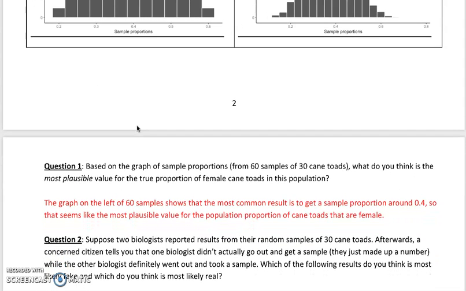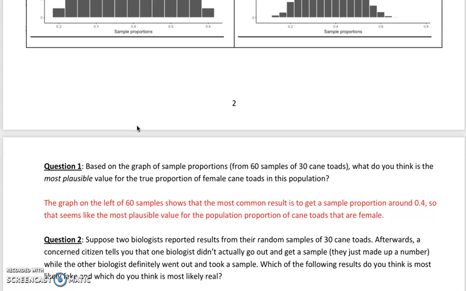All right? So now I want you to think about, what does that mean for the sake of taking samples from this population? Let's say we had two different biologists that reported their results. They each claimed to have gathered a sample of 30 cane toads, and after they reported their results to us, someone told us that one of those biologists actually didn't go out and get their sample, they just stayed at home and made up a number, but the other one definitely did take a sample. And maybe you ask them, okay, which biologist was it? And they say, sorry, I don't know, I didn't get a name or anything. I just know that one of them faked their data.